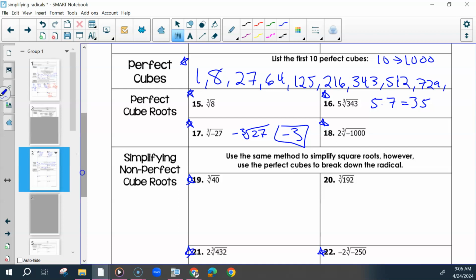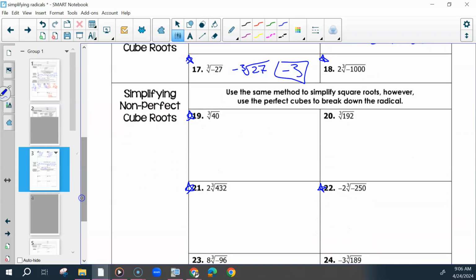Alright, so now we're going to simplify some non-perfect cube roots. Starting with 19, is 40 a perfect cube? No. So I'm going to show you both methods, the breaking down and the perfect cube method. Find the highest perfect cube that goes into this. Be careful that you're not confusing perfect squares with perfect cubes.